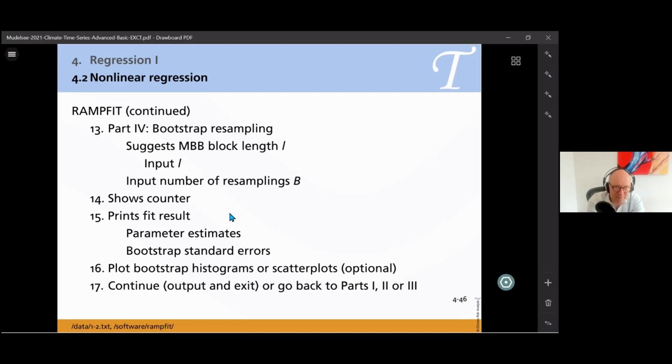Then we put in the number of resamplings. Since time was short and I was a bit shy, I only put in 100. Well, regarding the number of resamplings, it depends a bit on what type of uncertainty measure you wish to have. If you want to have a 99 or 95% percentile confidence interval, then you should have very many resamplings, 2,000 or maybe 5,000 or 10,000 even.